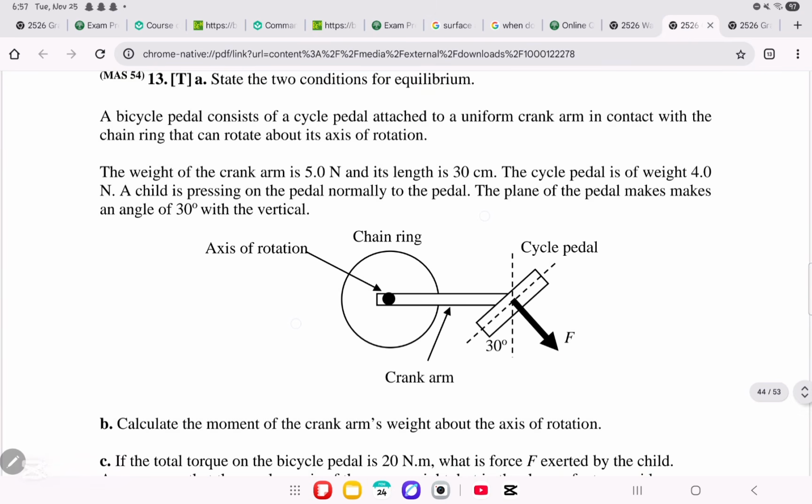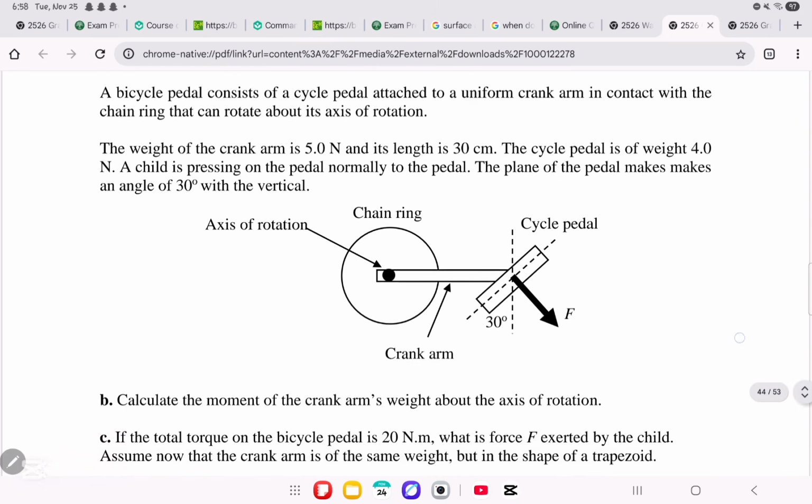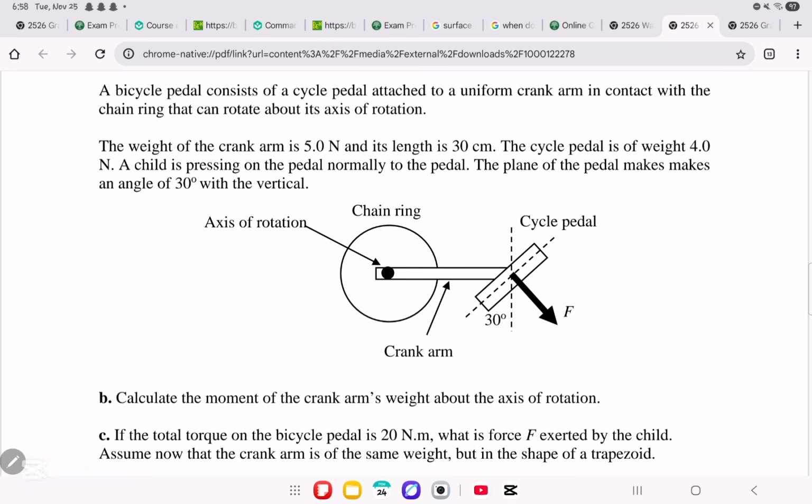Now, a bicycle pedal consists of a cycle pedal attached to a uniform crank arm in contact with the chain ring that can rotate about its axis of rotation. The weight of the crank arm is 5 newtons and its length is 30 centimeters. The cycle pedal is of weight 4 newtons. A child is pressing on the pedal normally to the pedal, okay? The plane of the pedal makes an angle of 30 degrees with the vertical.